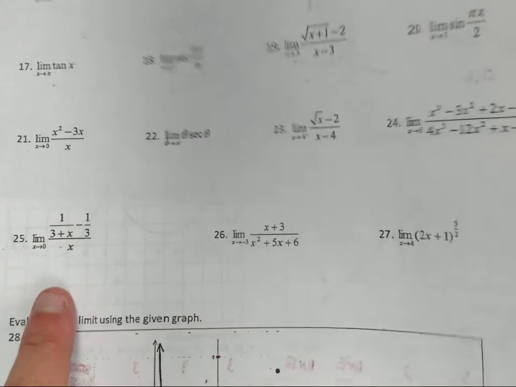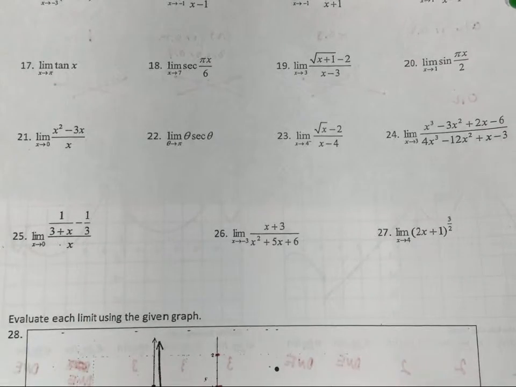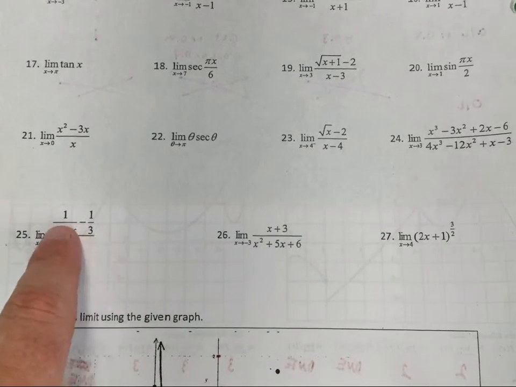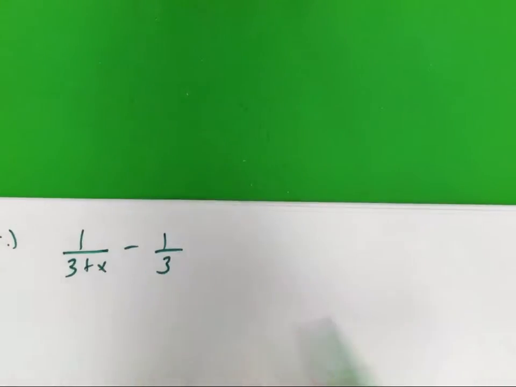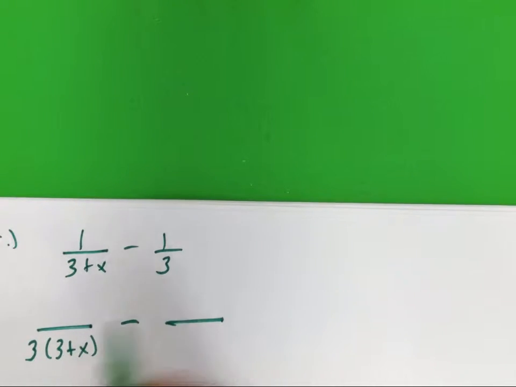Alright, number 25. Now on this one right here, if you plug 0 in, you're going to get 0, so you got to use a toolkit strategy. I would find a common denominator. Let's make sure we know how to find a common denominator here. So I'm going to do that first. 1 over 3 plus x minus 1 over 3. What would be your common denominator? 3 times 3 plus x, correct.